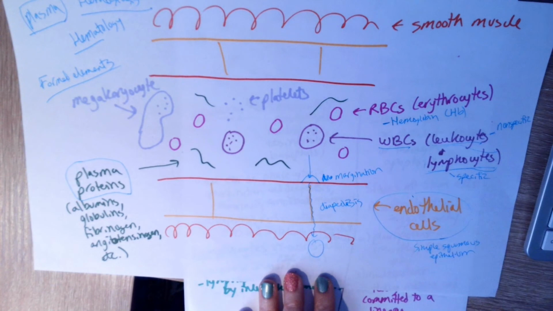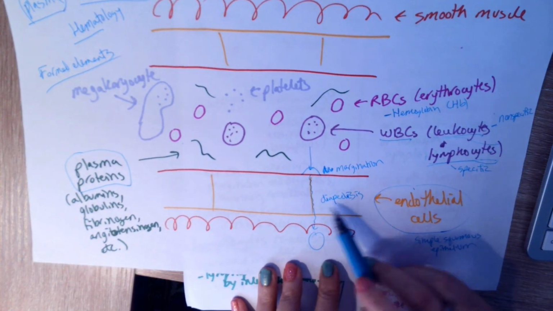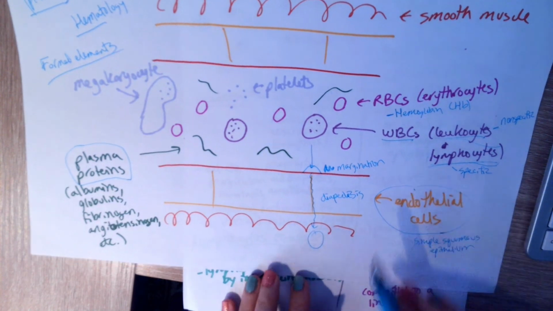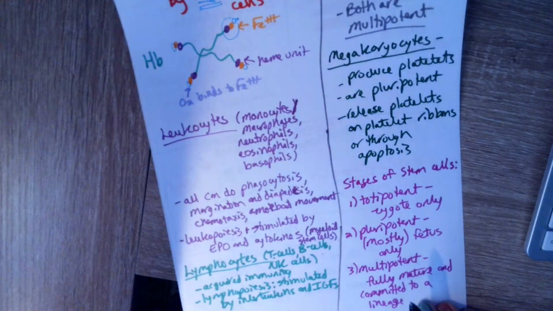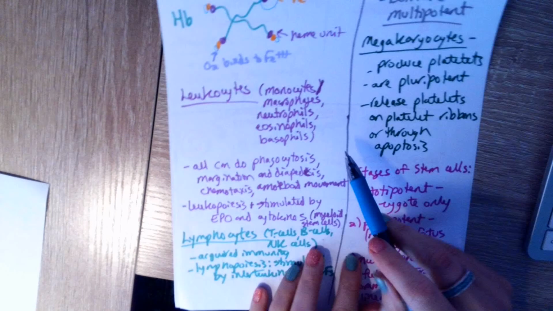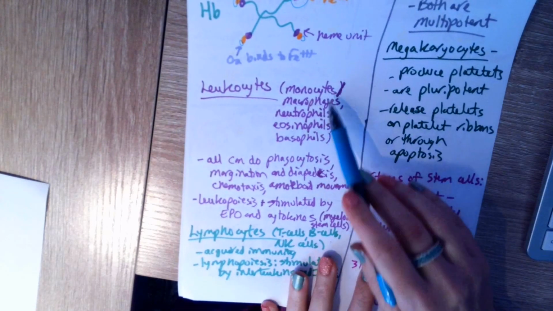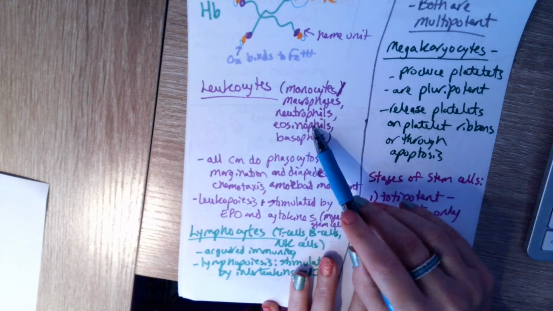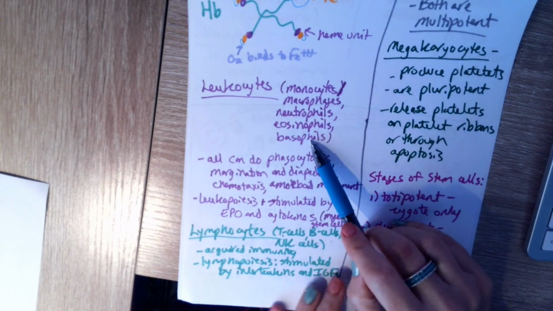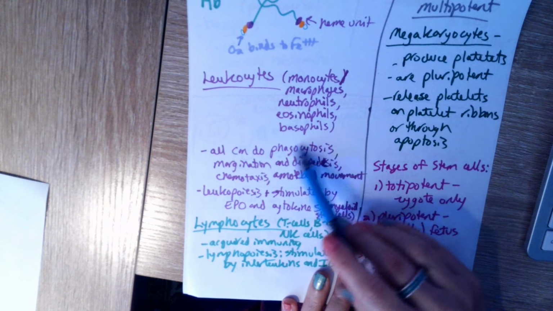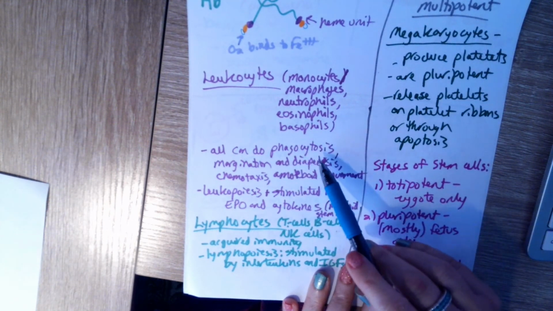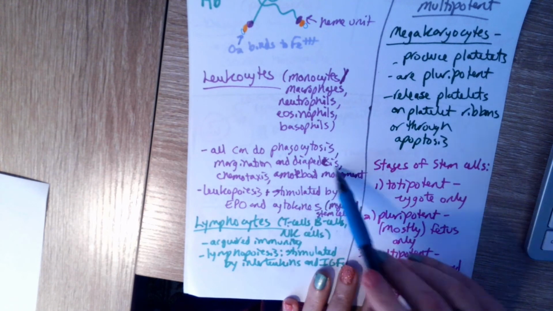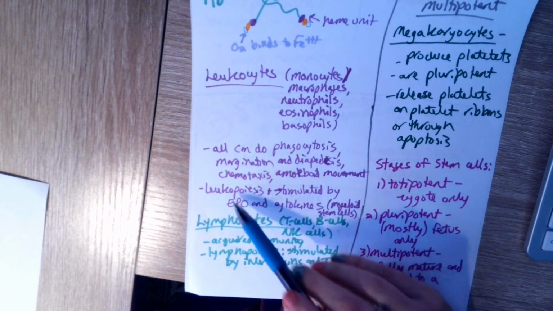Okay, so diapedesis. They marginate, then they diapedese right through between the endothelial cells. So they can all do that. So for our leukocytes, we've got monocytes, macrophages, wherever they happen to be, neutrophils, eosinophils, and basophils. All of them can do phagocytosis, so engulfing a pathogen and digesting it. They can all do margination and diapedesis.